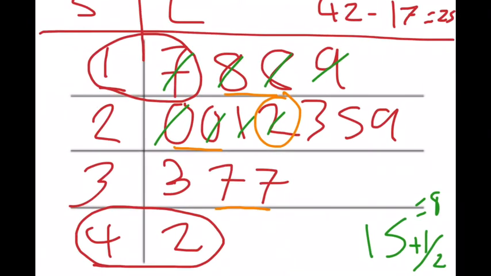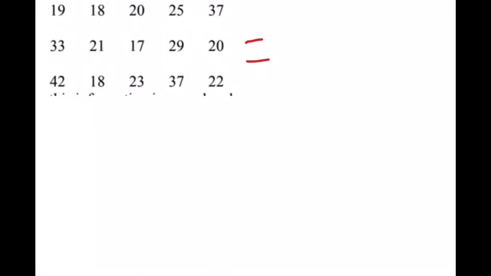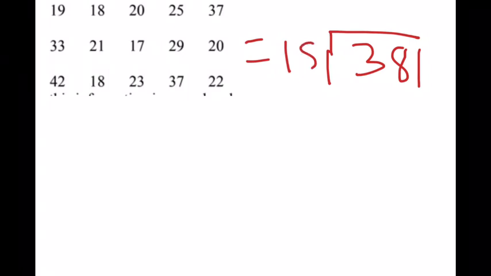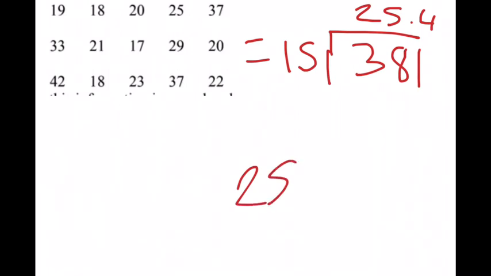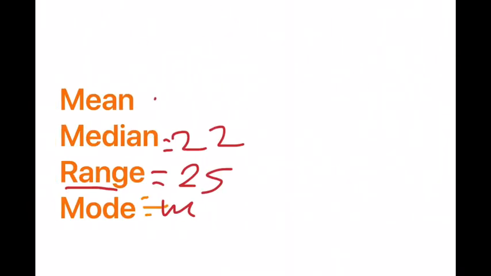For the mean, we have our numbers. We just have to add them up and divide by the amount of values. We got 381, and the amount of numbers we have is 15. So you want to divide it. Let's find out. This gives us a mean of 25.4. So our mean is 25.4. Let's just write it down over here. We found our answer: mean, median, mode, range.